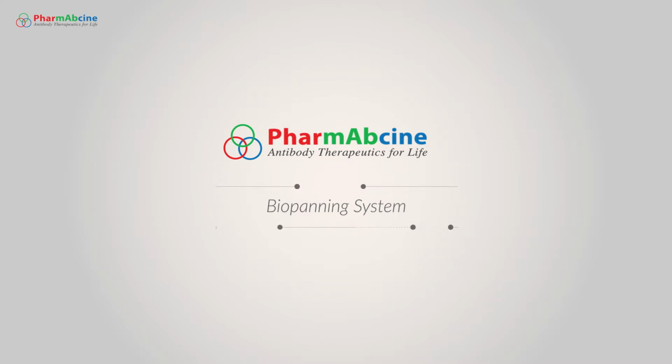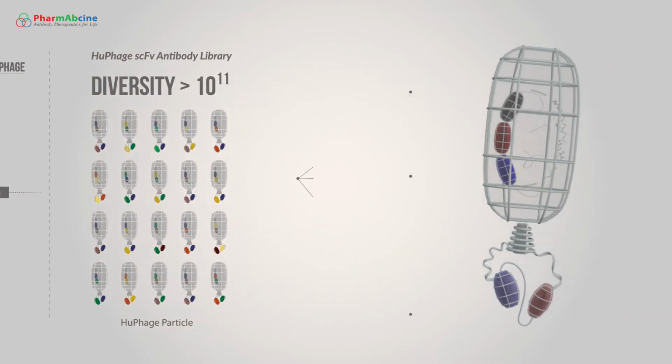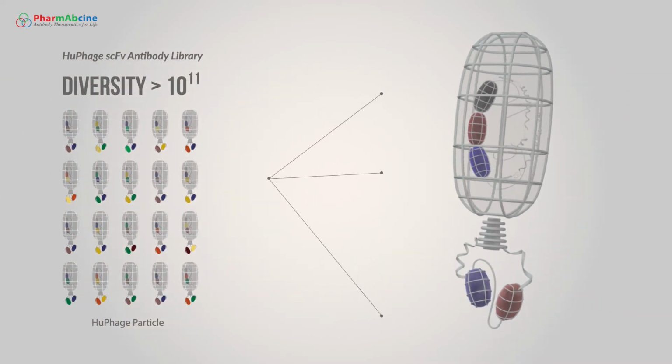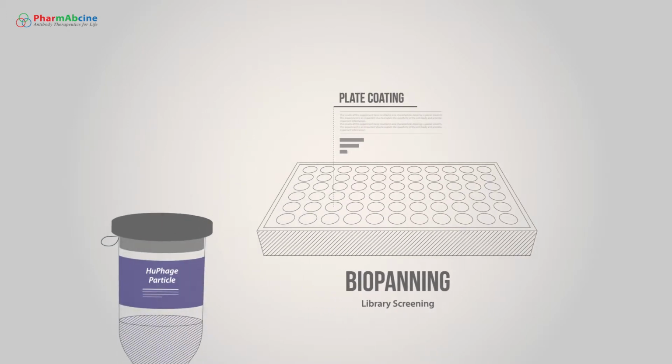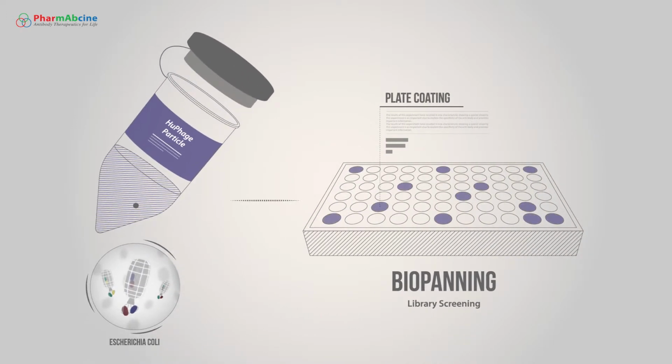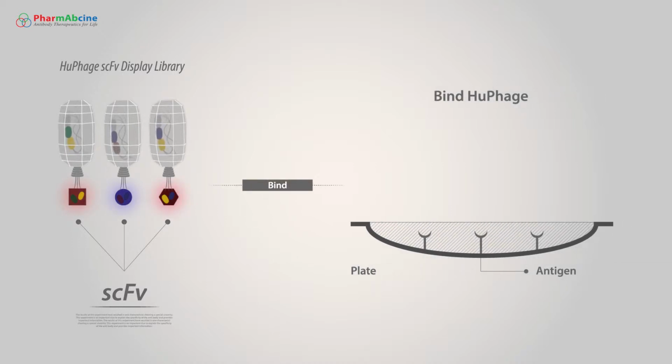Biopanning system. In order to regain HuPhage particles for biopanning, our library becomes superinfected with a helper phage. The antigen related to a certain disease is coated to a plate. When we spray HuPhage particles on the plate, they bond strongly, weakly, or just sit on top of the plate, depending on the coherence between the antigen and the human-originated scFv at the end part of HuPhage particles.